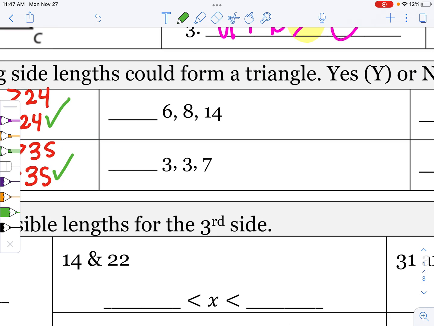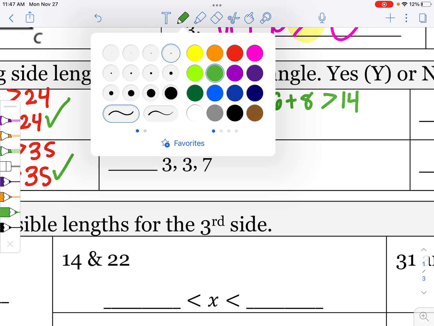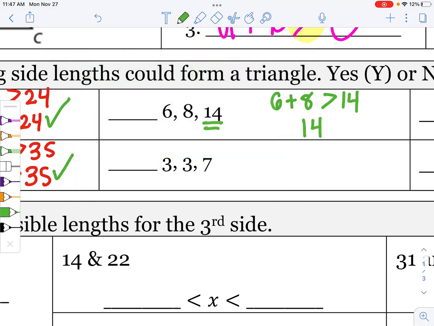What happens when we get to 6, 8, and 14? Well, here's my longest side. So we need to see, do 6 and 8 cover the spread? So is 6 plus 8 greater than 14? No, 6 plus 8 is going to be 14, and 14 is not greater than 14. That's false. That's equal to, and so these could not form a triangle.